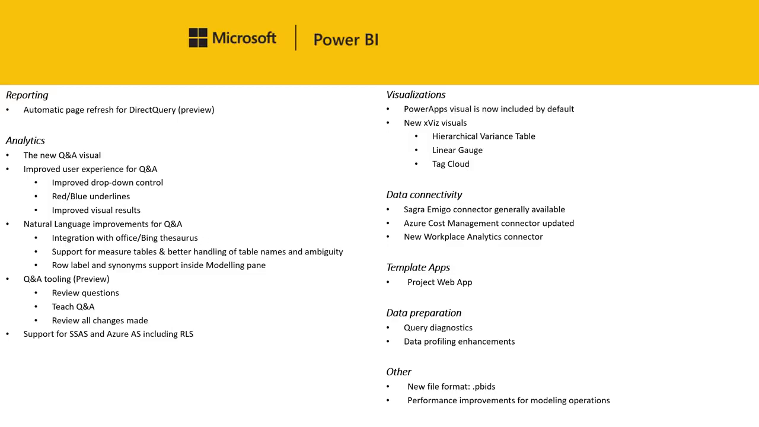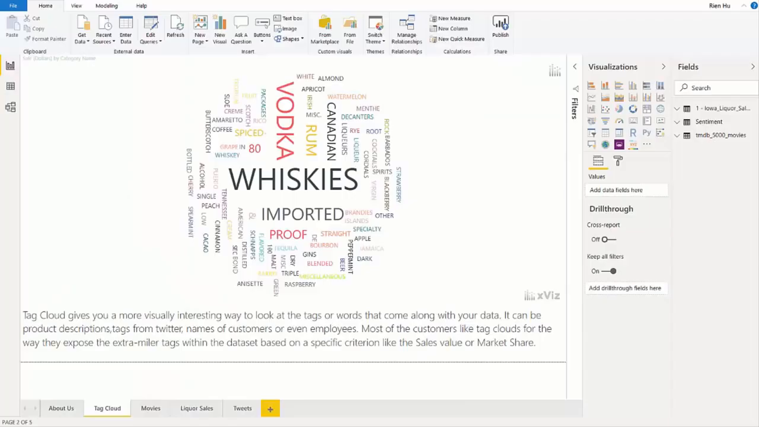The final visual we have for you this month is the tag cloud. This word cloud visual allows you to get instant insights of the more prevalent terms in your data, such as product descriptions, tweets, and feedback comments. Let's take a look at an example. Here we can see an example of a tag cloud. Some key features and options of this tag cloud include being able to split phrases into individual words, remove special characters, exclude words, and format the word size, color, angles, and a number of orientations.